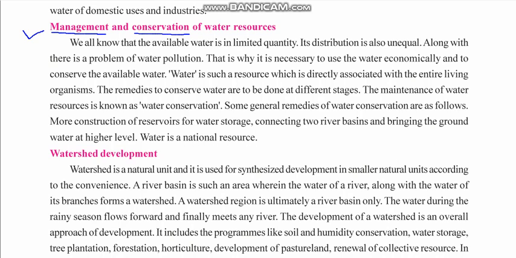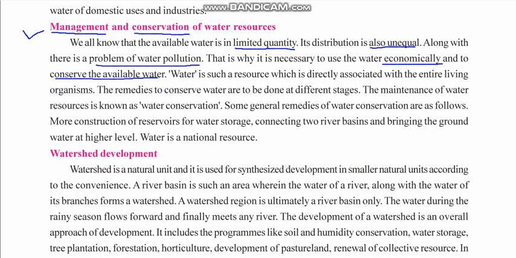We all know that the availability of water is in limited quantity. This needs to be understood. The faster we understand, the better it will be for us, that the availability of water is limited. Its distribution is also unequal. Along with that, there is a problem of water pollution also. Water pollution is one of the major problems. That is why it is necessary to use the water economically, so that the water is used in the optimum way, and to conserve the available water. Whatever water we have, we need to conserve it, protect it, and save it for the future generation too.